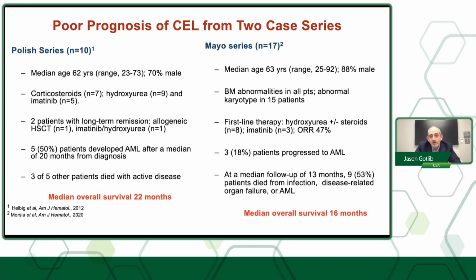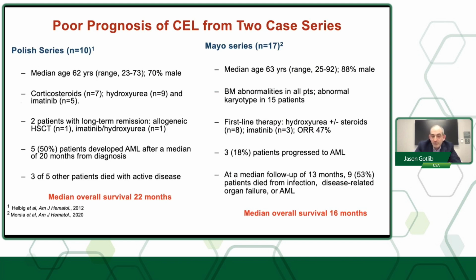Now, there are two case series, albeit small in number, from Poland and from Mayo Clinic in Rochester, which show that the natural history and prognosis of CEL is generally poor, with median survivals of about 1.5 to 2 years and a fairly high frequency of evolution to acute myeloid leukemia. Hydrea or imatinib, if one can consider that really a viable therapy in this disease, have been used, but generally are not very effective. Ultimately, these are patients, again, that may need to go to transplant.